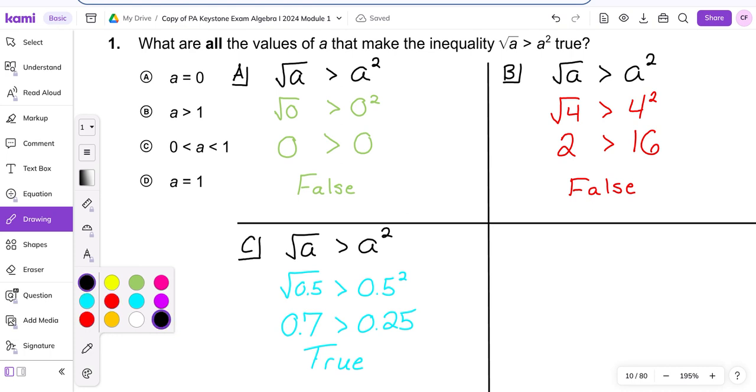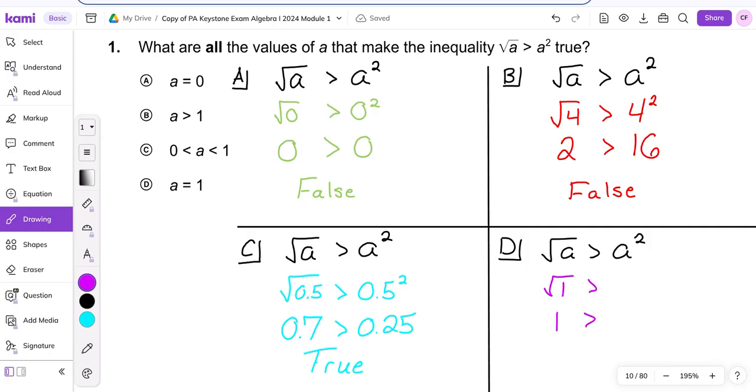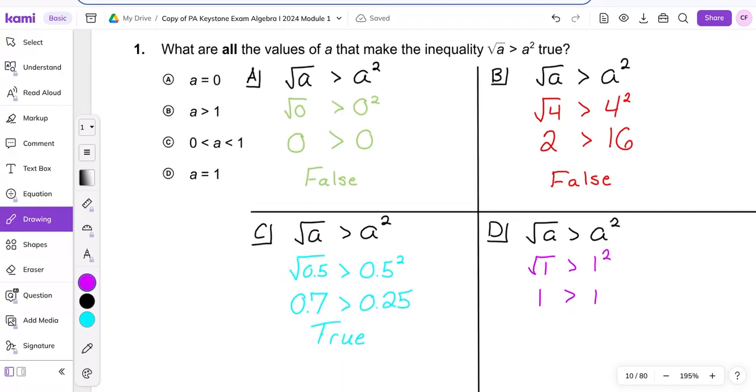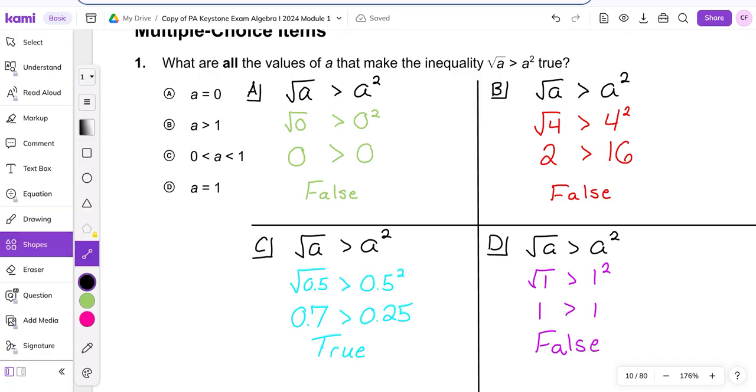Now just to check, let's check part D. And for part D, we are going to have a as 1. Well, the square root of 1 is 1, and 1 squared is also 1. We know that 1 is not greater than 1, so this part was also false. And the only answer that was true when we tested it was part C.